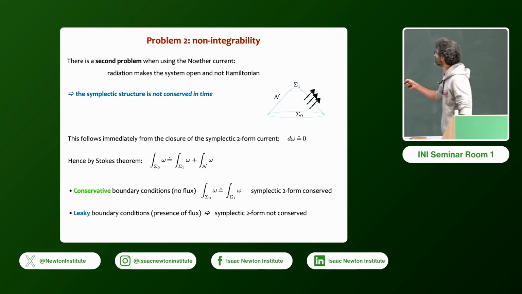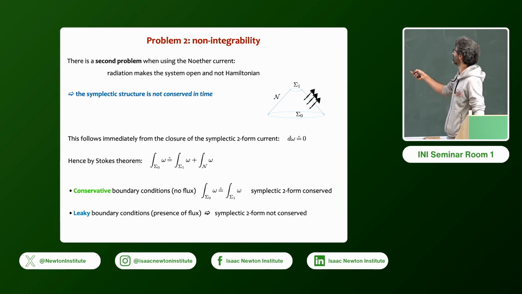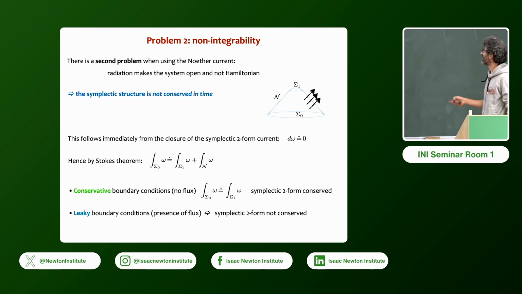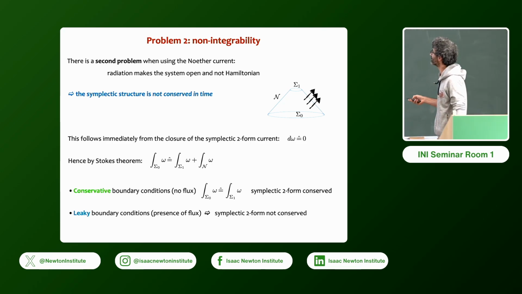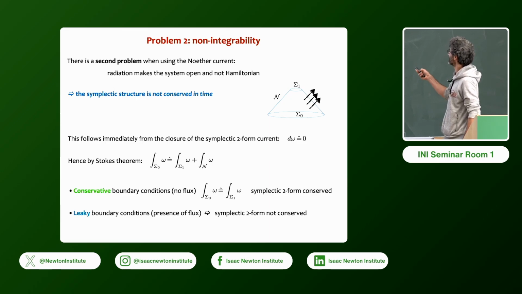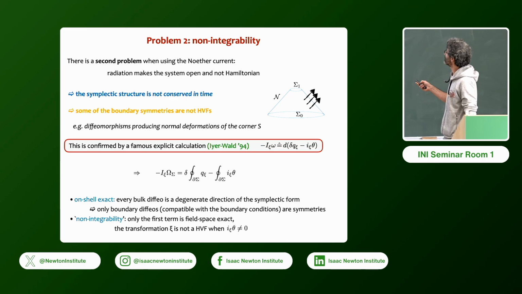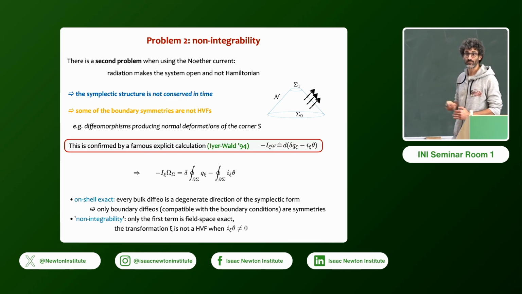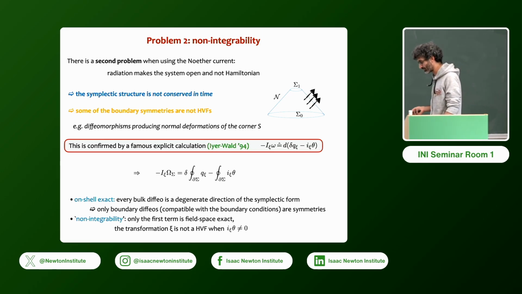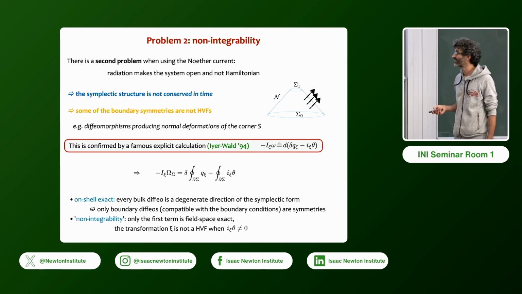And this is easy to see because the property of the symplectic two-form current is to be closed on shell, and so applying Stokes' theorem, you get a formula like this. And so if you have boundary conditions that are conservative, so there's no outgoing flux, the symplectic two-form is conserved, then you can define Hamiltonian vector fields and so on and so forth. But if you have leaky boundary conditions, like outgoing gravitational waves, then it's not conserved. And so, in particular, if you have some diffeomorphisms that move this corner, they will be sensitive to the presence of dissipation, and therefore you cannot expect them to correspond to Hamiltonian vector fields.